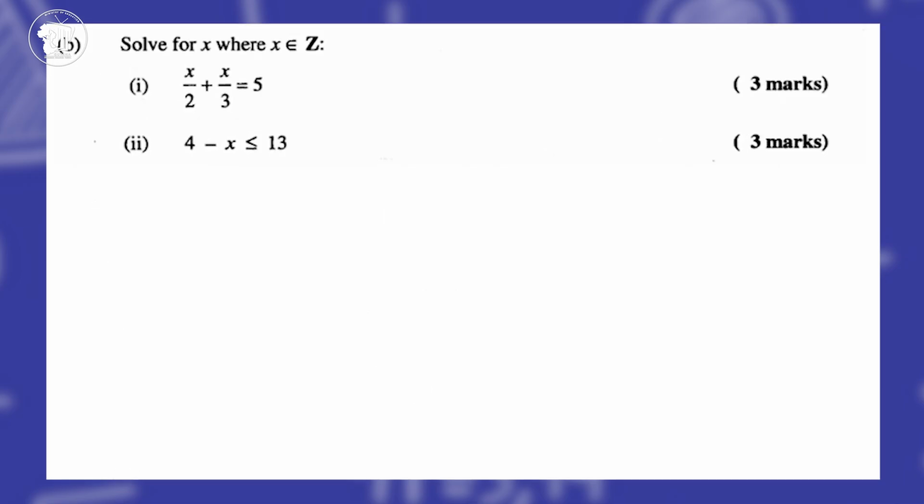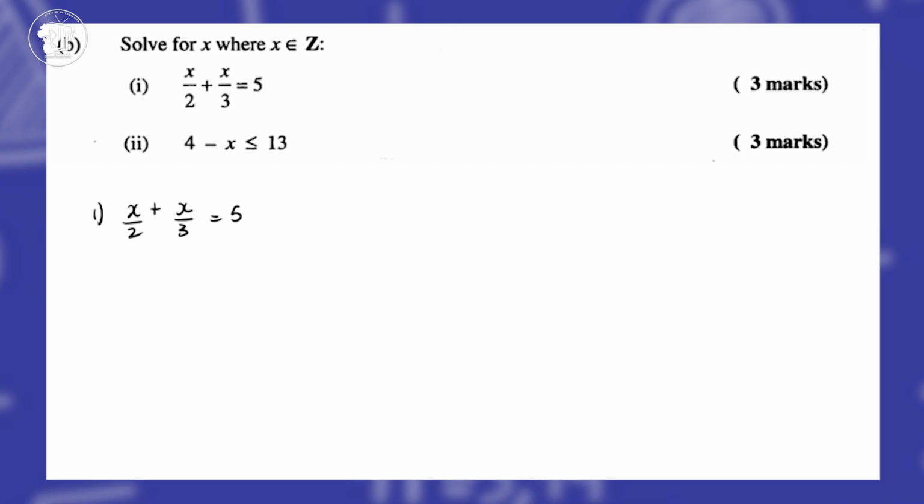So this one says, solve for x for which x is an element of the integers, x belongs in the set of integers. So I want to solve for x here, so let's go number 1. So it's x over 2 plus x over 3 is equal to 5. So I want to solve here now.